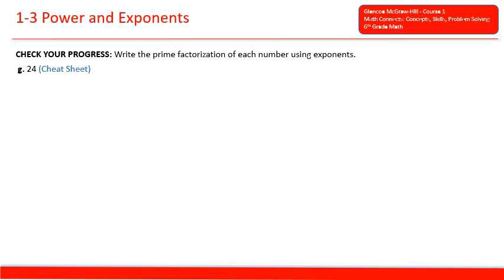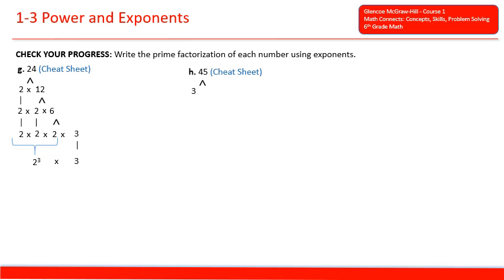Check your progress. So we're going to factor 24. So once again, 2 times 12. I'll bring the 2 down, and then I'm going to factor 2 times 6. I'll bring the 2's down, and then 2 times 3. Those are my prime factors. So now I need to put exponents to them. So 2 cubed times 3.